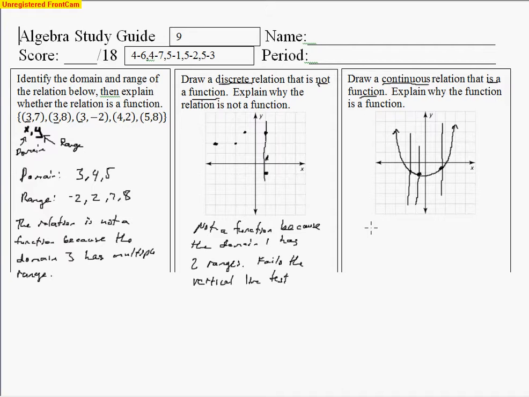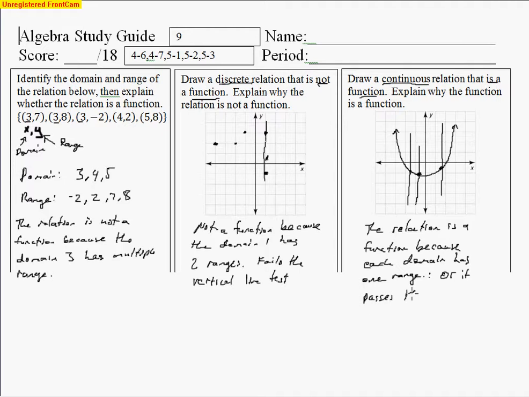And so we could say the relation is a function because each domain has one range. So that's the generic form of stating whether it's a function. Or you could say that it passes the vertical line test. So that is another way.